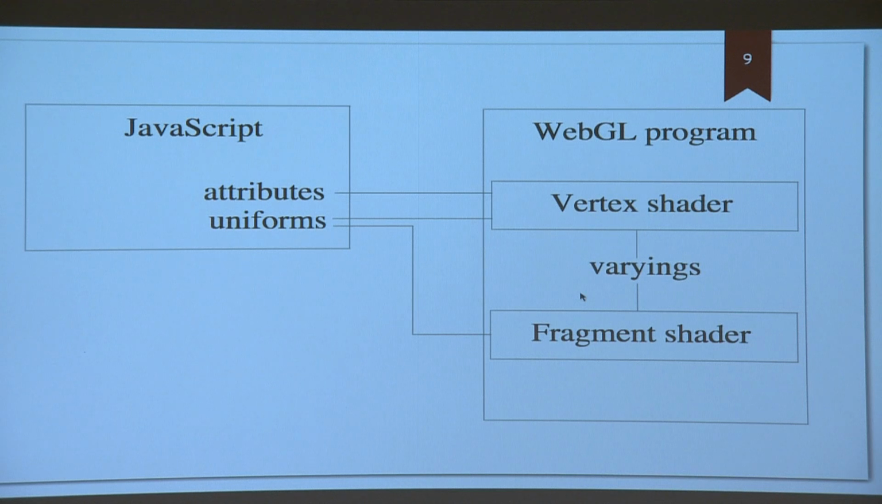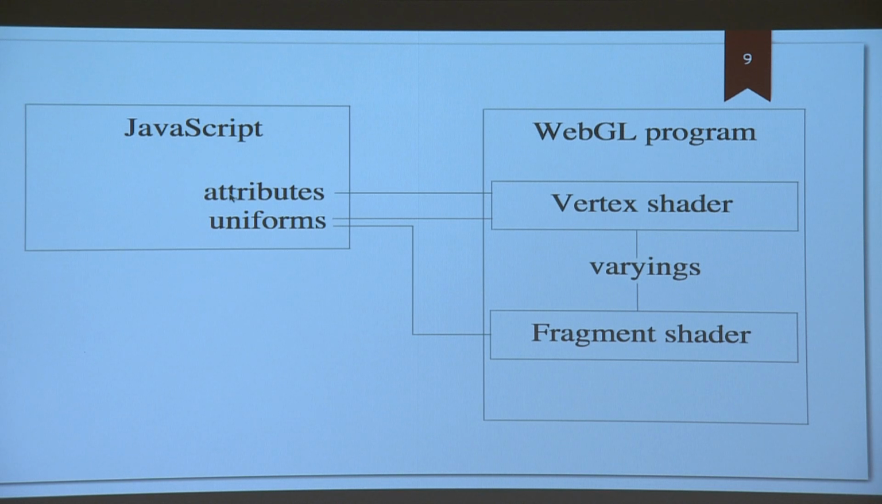Okay, so this diagram is just to give you even more of an idea of what the kind of data flow is like in this sort of program. So in JavaScript, we define some attributes and some uniforms. These can be any parameters. They can be colors, vectors, textures. Well, not with attributes. Attributes are just a per-vertex number.